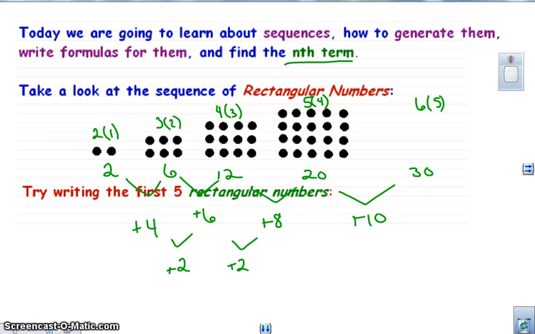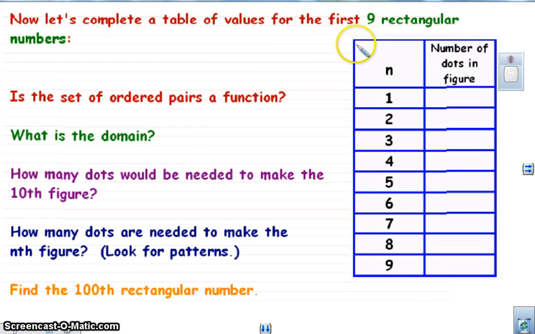We're going to look at this next table, and if we fill it in for the 9 rectangular numbers, my hint to you as you look at the rectangular numbers is to think of this as our domain, remember? Domain and range. So this is our domain, this is our range.